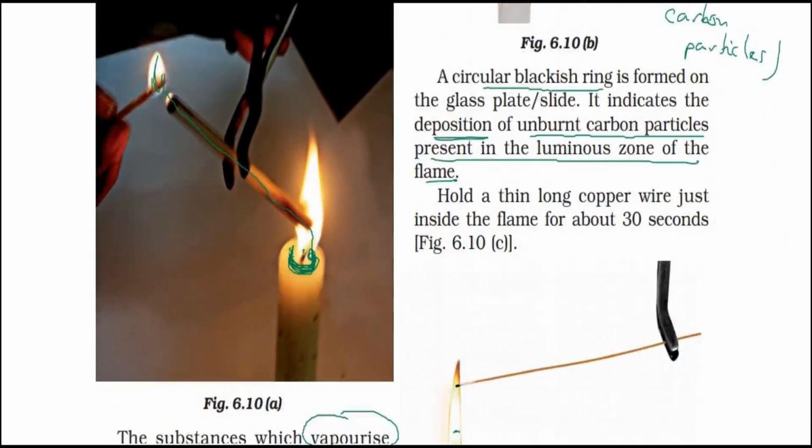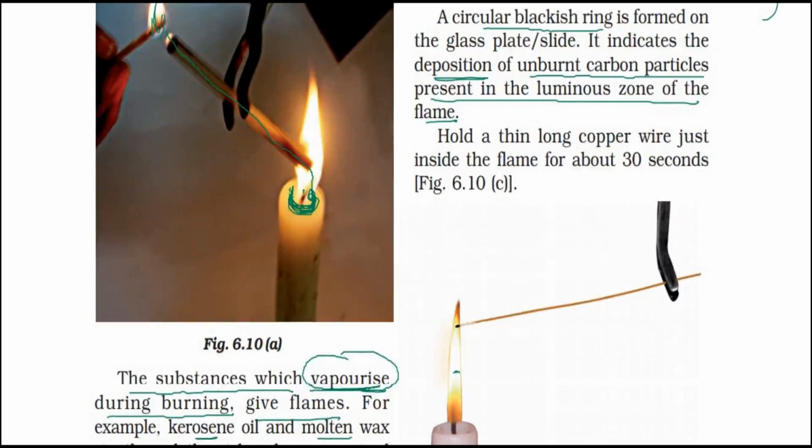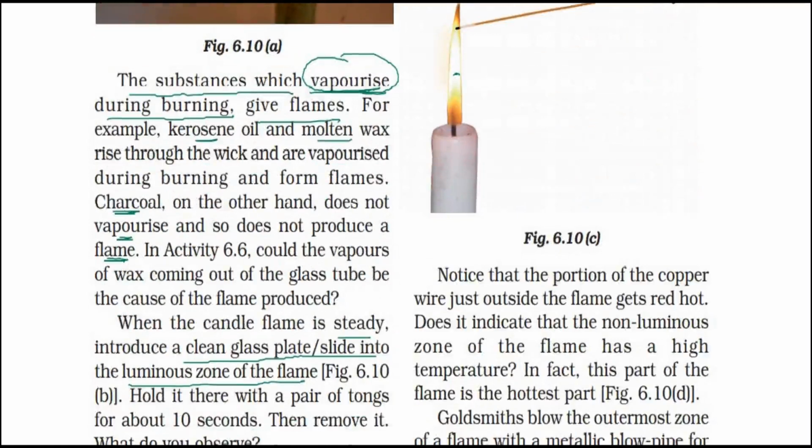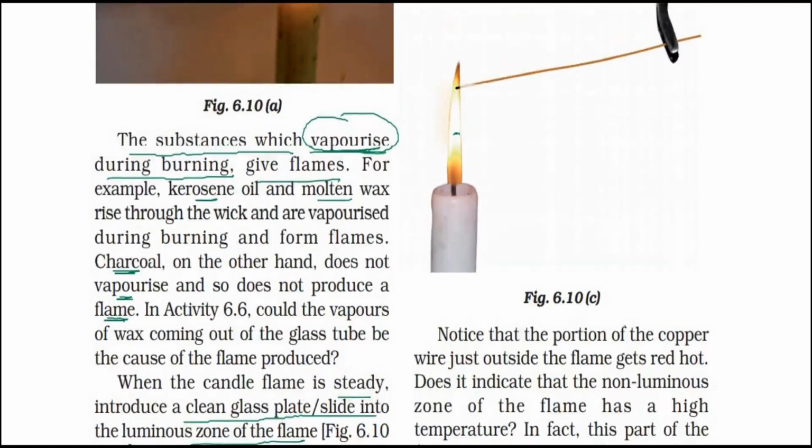Now let's do another experiment. Hold a thin copper wire just inside the flame for about 30 seconds. See, we're taking copper wire and we hold it just inside the flame up here at the top part for about 30 seconds. Notice that the portion of the copper wire just outside the flame gets red hot. See, this part will get red hot. This part will not get very hot. This shows that the heat zone of the flame is in the outside part. The outer portion of the flame is where the blue flame is, and this is the hottest part of the flame.